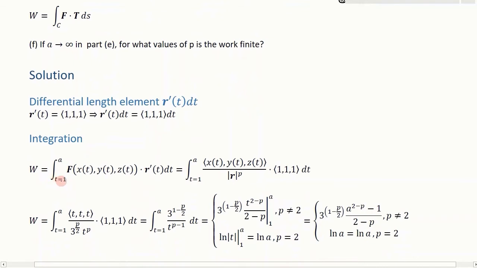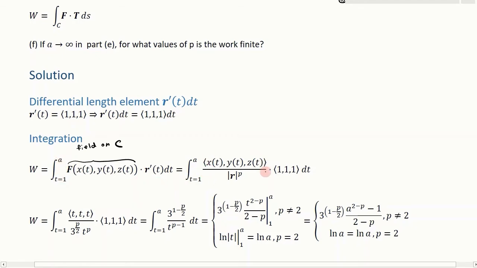Now, when you're integrating, you would be integrating over the parameterization variable. This r prime dt is the length element with direction associated with it. The field needs to be evaluated on the line. So field on C, that's why I plugged in x of t, y of t, and z of t. The bounds on t would be from 1 to a.